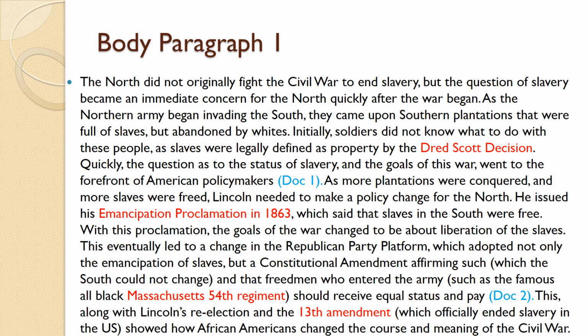So this is a really long sentence going through what document 2 is about. But you'll see with my next sentence, I'm recontextualizing what this means. This, along with Lincoln's reelection and the 13th Amendment, which officially ended slavery in the U.S., showed how African Americans changed the course and meaning of the Civil War. So this is a really good body paragraph, saying that the Civil War started about something, then we see these African Americans as slaves, and then this changes what the Civil War is fought about, which is exactly what the prompt is asking us.